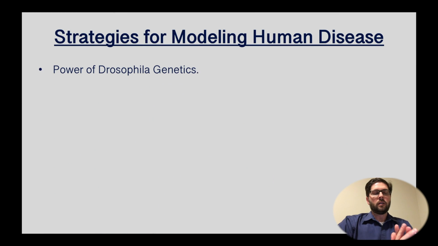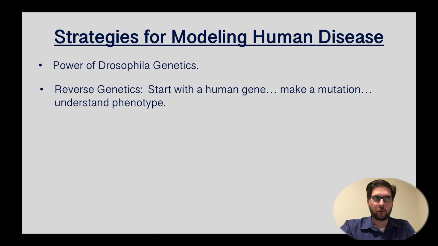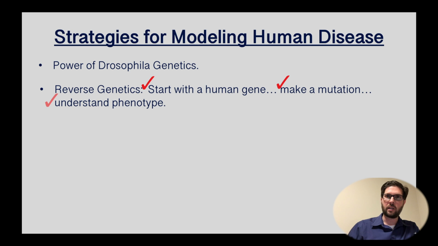So, what are some of the common strategies that Drosophila biologists utilize to study human disease? Well, many researchers have heard of the power of Drosophila genetics, and this means that flies can be utilized in two distinct genetic ways. They can be used for what's called reverse genetic schemes, and that means you start with a human gene, you find the homologue in a fly, you then make a mutation in that homologue, and then you try to understand the phenotype based on that genotype.